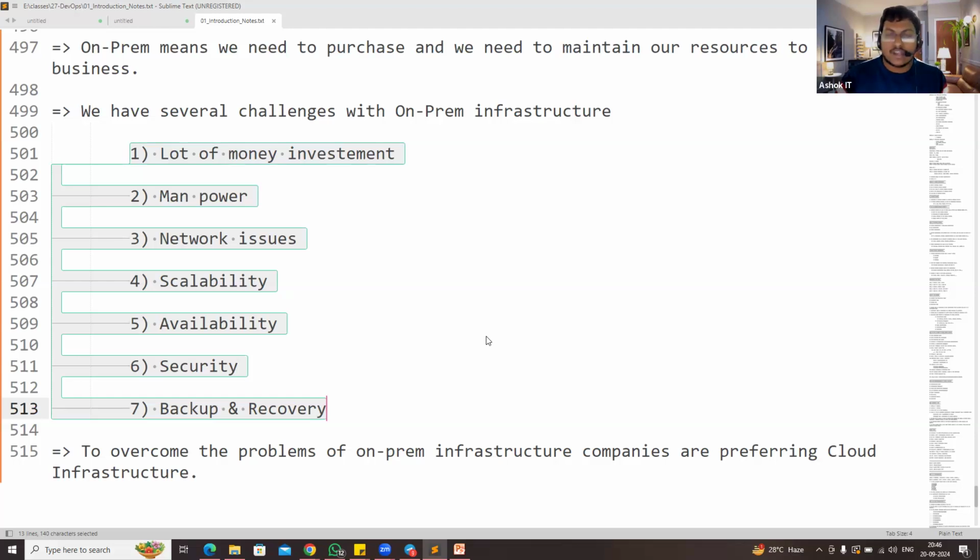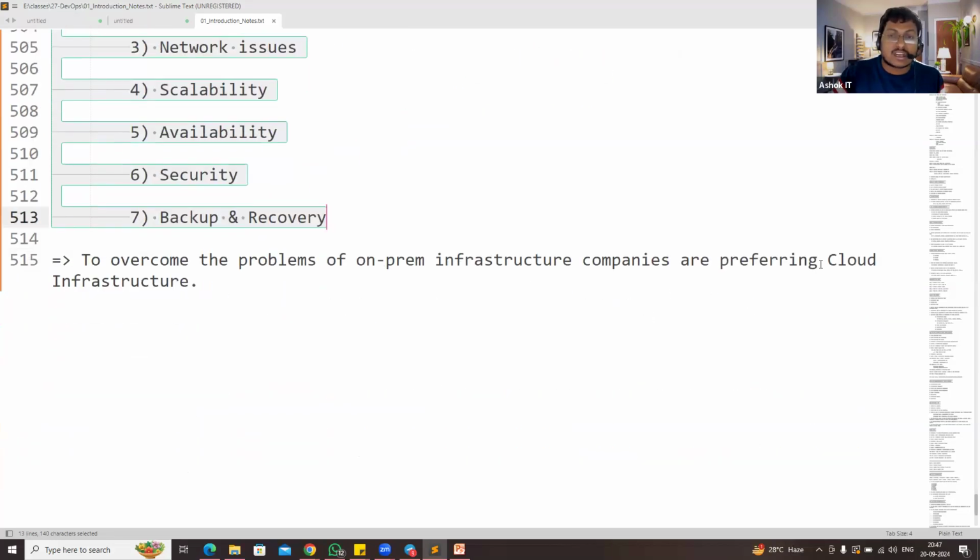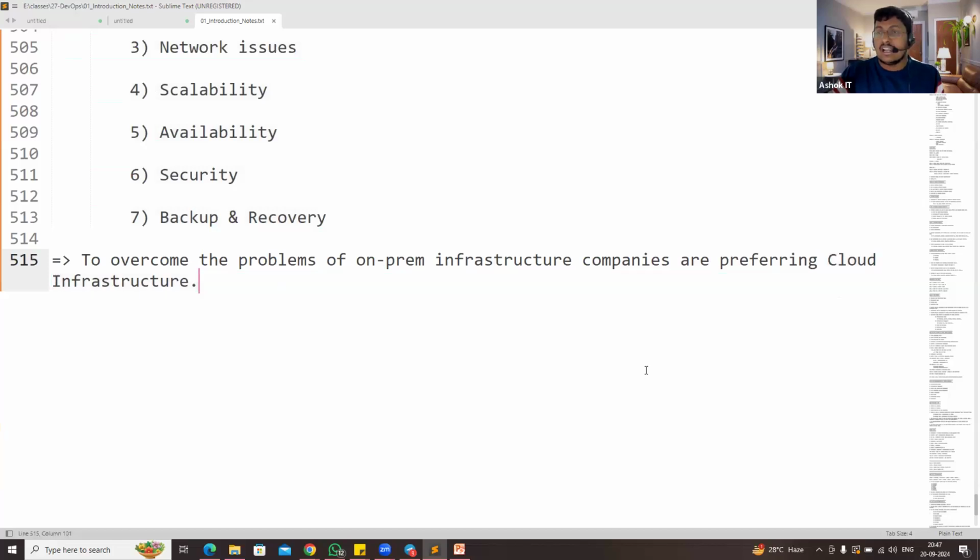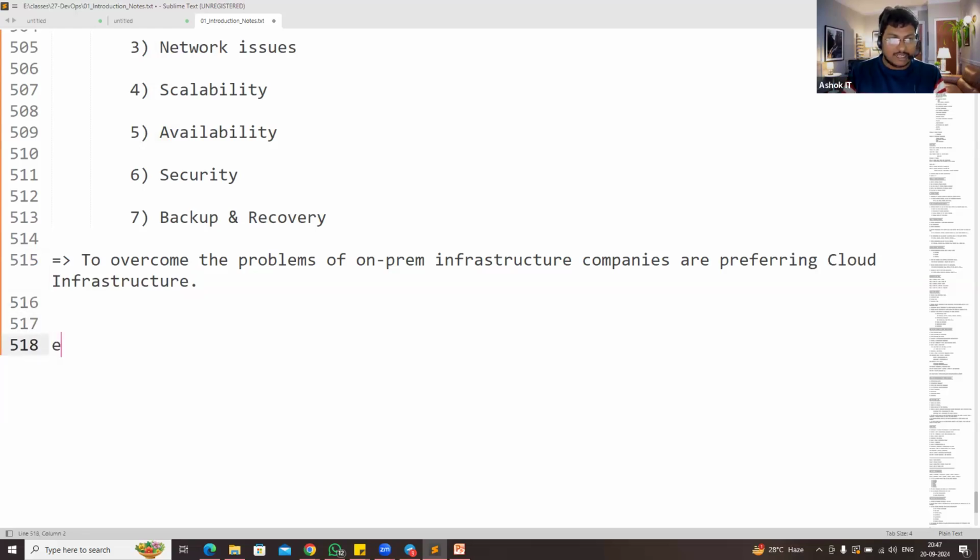So that's why nowadays companies are preferring cloud infrastructure. Companies are moving out from the on-prem infrastructure to cloud infrastructure. Sir, what is the meaning of this cloud infrastructure? Cloud infrastructure is something like a tent house in our village. You know tent house? You know tent house in our villages?